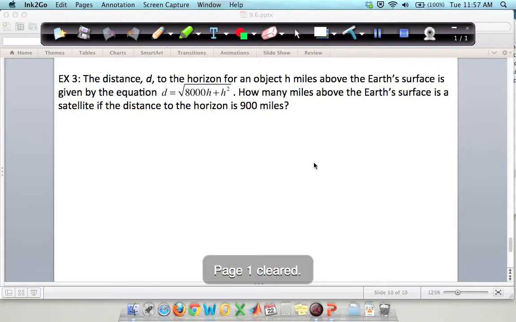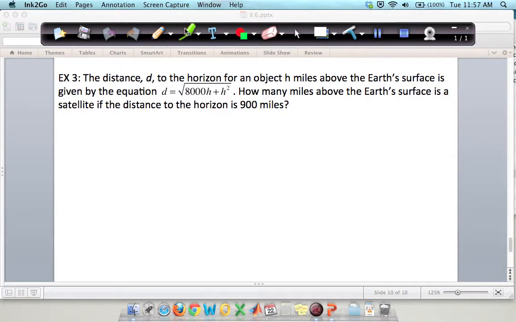And the last example, the distance d to the horizon for an object h miles above the Earth's surface is given by this equation. How many miles, so I want to find h, above the Earth's surface is a satellite if the distance to the horizon is 900 miles. So I have d and I want to find h. And you're going to have something similar to this on your homework. So this one's going to have some fun factoring in a minute. But let's plug in 900.